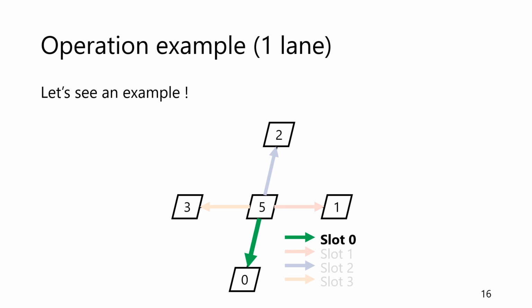In slot 0, packets are transferred from node 5 to node 0. In slot 1, packets are transferred from node 5 to node 1. In slot 2, packets are transferred from node 5 to node 2. In slot 3, packets are transferred from node 5 to node 3.